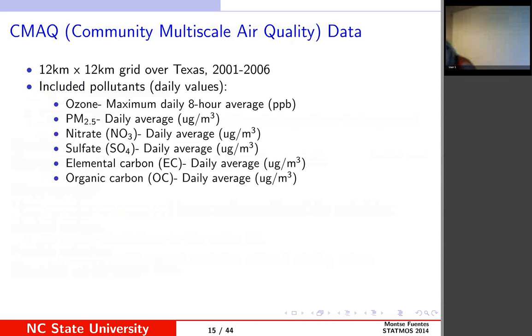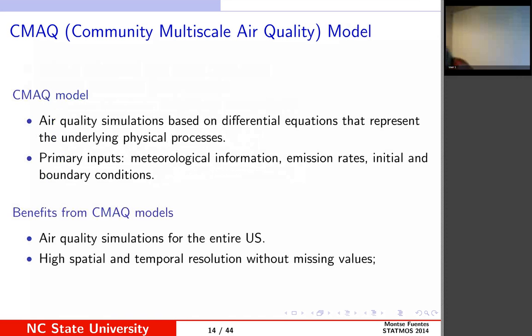We have information from deterministic models, what is called CMAQ. This is an air quality chemistry model, called the Community Multiscale Air Quality Model. With this type of deterministic model, with input about weather, input regarding emission rates, and using some initial and boundary conditions, we are able to simulate what the levels of the different components of the particulate matter will be across the entire United States.